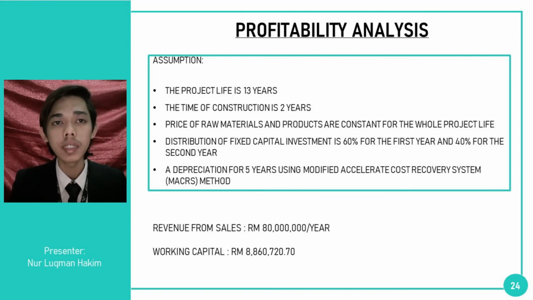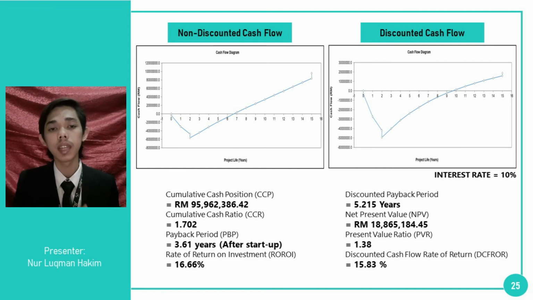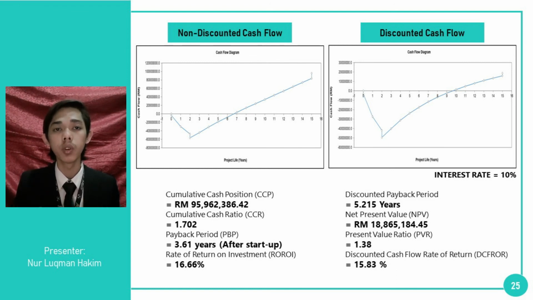The revenue from sale is 80 million ringgit per year and the working capital is around 8.8 million ringgit. On the left side of this slide is the non-discounted cash flow, while on the right side is the discounted cash flow. Both graphs show the cumulative cash flow. For non-discounted cash flow, the cumulative cash position is about 96 million ringgit and the cumulative cash ratio is 1.702. The payback period is 3.61 years after startup and the rate of return on investment is 16.66%.